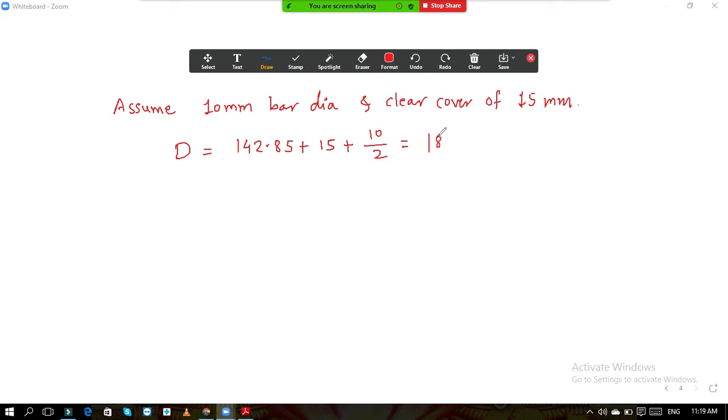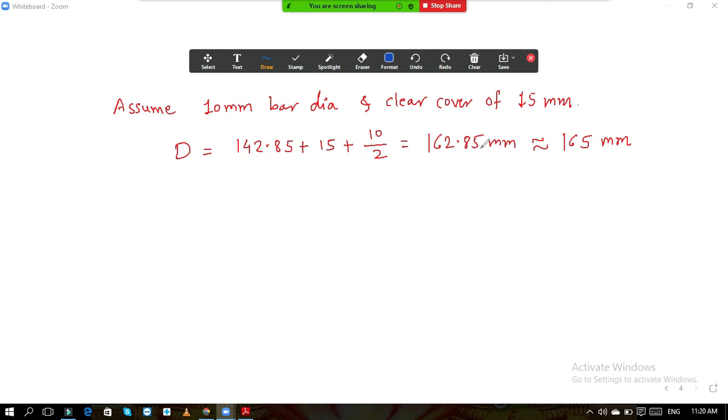So it is 162.85 mm. Okay. So we round up this depth to 165 mm. So our depth is 165 mm.